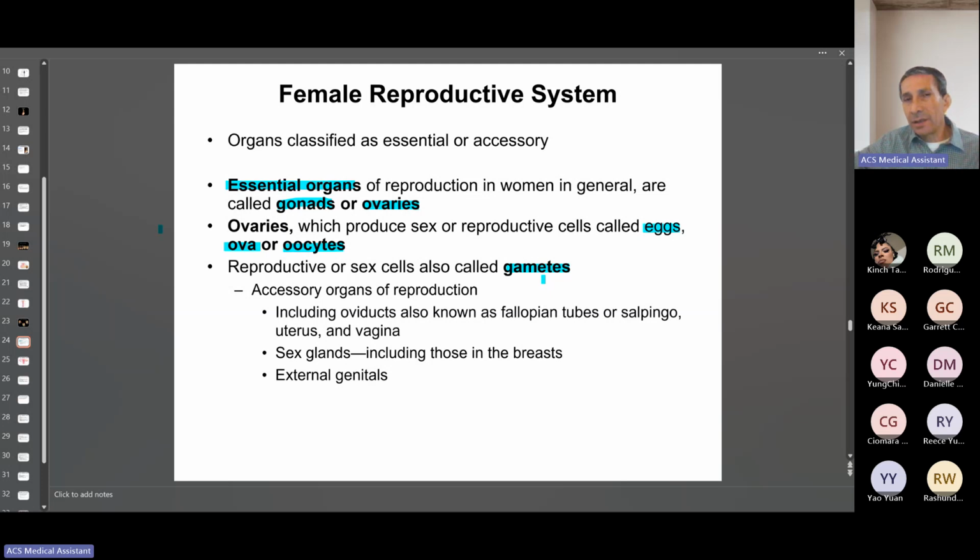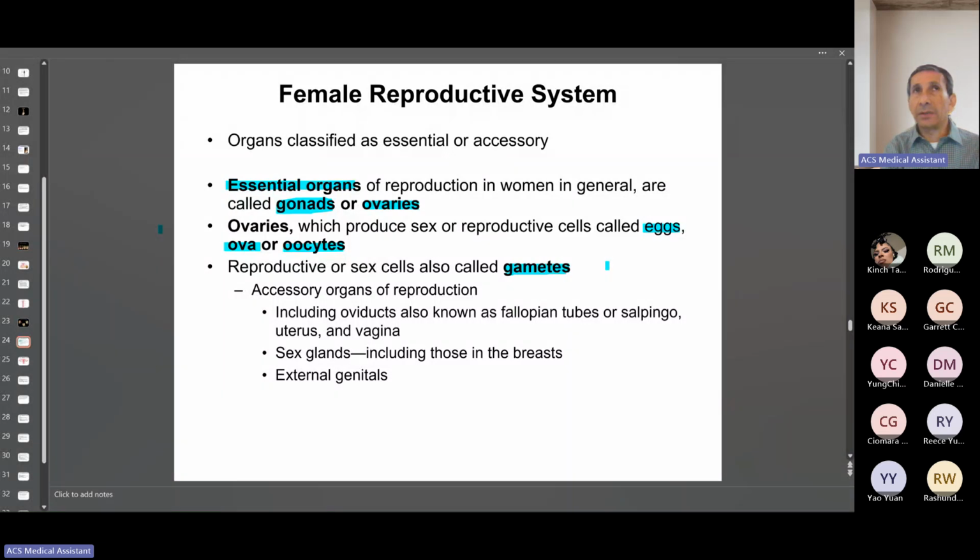Remember, gonads are the essential organs of males and females. Sex cells are called gametes, males and females. What are the male gametes? Sperm. What are the female gametes? Eggs, ova, or oocytes. Which is the male essential organ? Testicles. Which are the female essential reproductive organs? Ovaries, gonads. So that's basically what we want you to know.